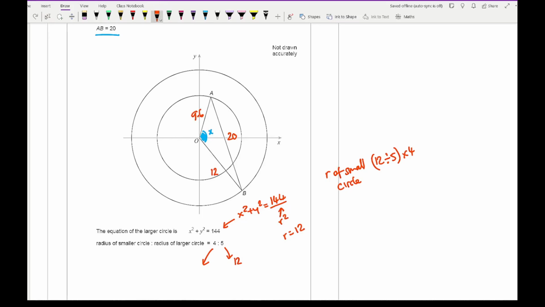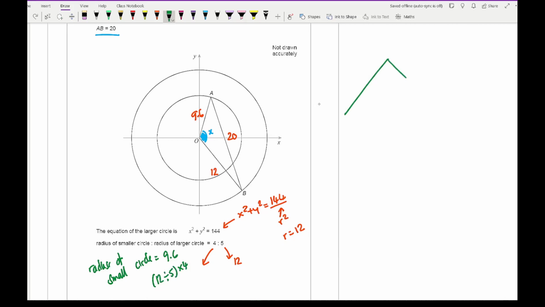Now, if I take that question out, so let me just get rid of this. Here we've got the radius of the small circle, it's 9.6, and that's from 12 divided by 5 times 4. So from this, we've got our triangle, and here is our angle. We've got this length here as 9.6, this length here being 12, and this length here being 20. Now to find the angle x, what I need to do is use the cosine rule.